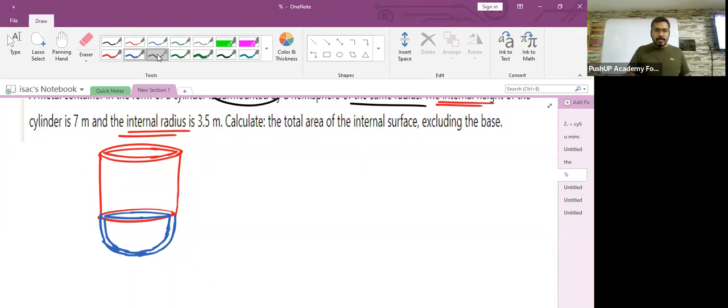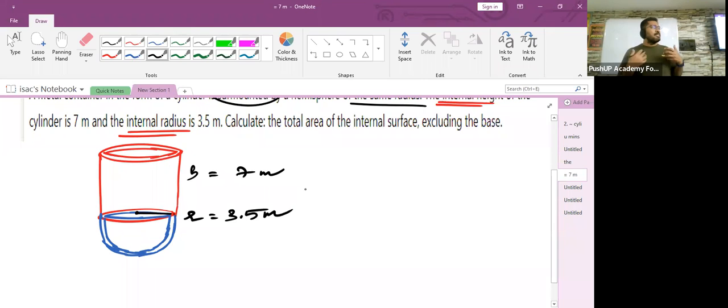Now let me label the internal radius and the internal height. So here I will write H is equal to 7 meters, then small letter r is equal to 3.5 meters. I don't have to separately mention the radius of the hemisphere and the radius of the cylinder. Why? Because the cylinder and the hemisphere are surmounting each other, so whatever is the base of the cylinder, the same will be the base of the hemisphere also. That is why, in common, I am taking the radius of the cylinder and the hemisphere as small letter r, which is 3.5 meters.